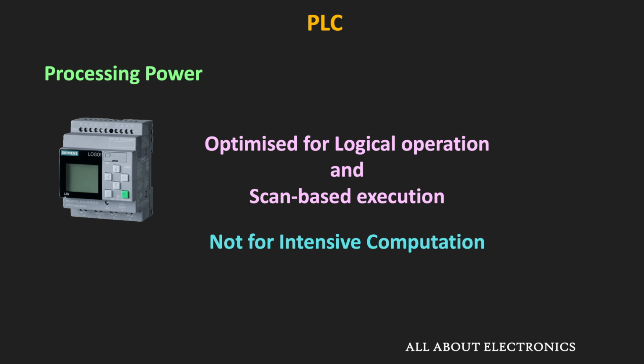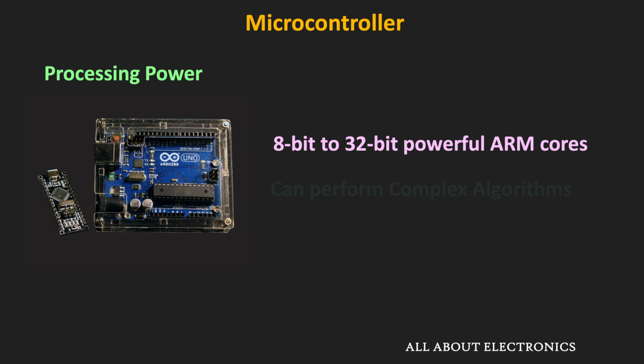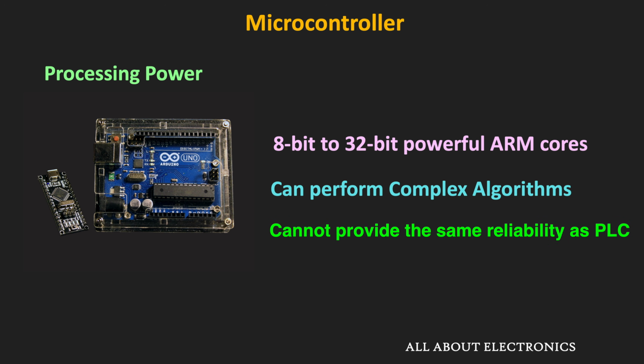While in the case of microcontrollers, we have a wide range of microcontrollers starting from 8-bit to 32-bit. Using this, it is possible to perform complex algorithms very efficiently. So if we compare both PLCs and microcontrollers in terms of raw processing power, then microcontrollers can perform very complex tasks, but they cannot provide the same reliability as PLCs.